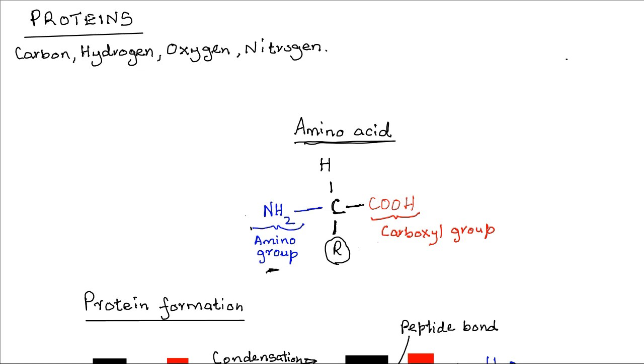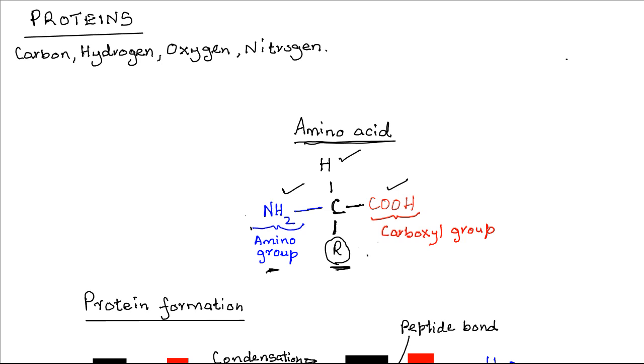Now, there are about 20 different types of amino acids that occur in nature. All amino acids are the same in the sense that they have hydrogen attached at one end, a carboxyl group, and an amino group. The variation in amino acids is due to the differences in this R group. And this is also what determines the specific properties of a particular amino acid.